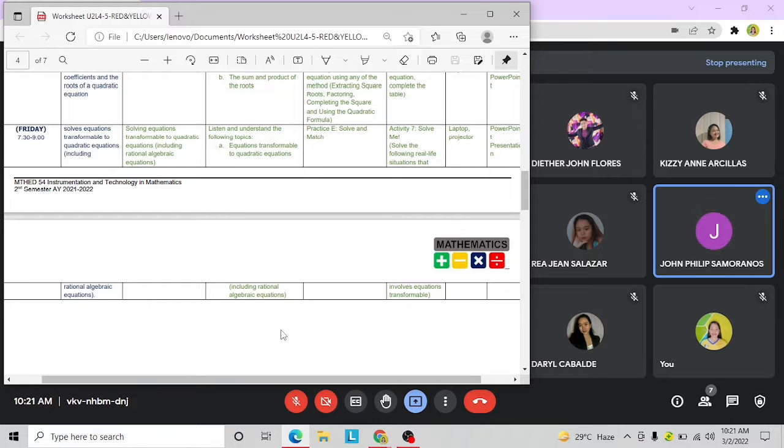Independent practice. Practice E, Solve and Match. And for the assessment, activity number 7, Solve Me. Solve the following real-life situations that involve equations transformable to quadratic equations. And for the ICT tools, for hardware, laptop and projector. And for the software, PowerPoint presentation.